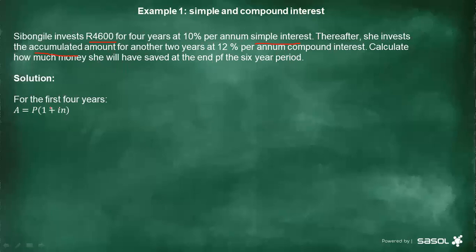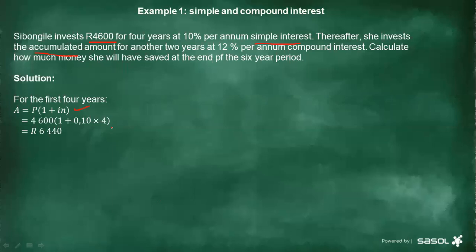For the first 4 years, with the simple interest formula, you just substitute the value of P, then plus 1 and then I, 0.10. Remember, I have also explained that every time you divide your interest rate by 100, it's going to give us 0.10, times 4, which is 4 years. And the answer that we are getting is 6,440. That is the amount of money that we are going to get after 4 years using the simple interest formula.